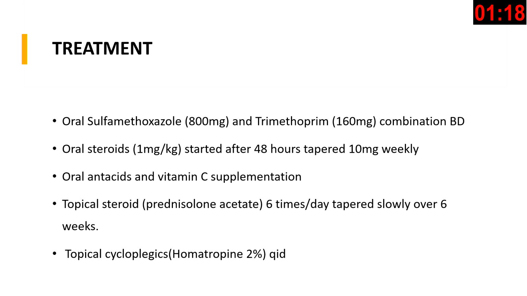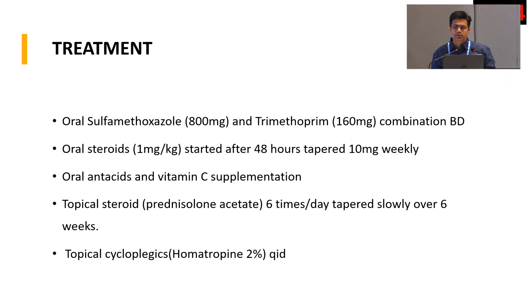Treatment-wise, if you see the literature, classically they used to give a triple therapy in which they had pyrimethamine and sulfadiazine. However, those drugs were associated with some amount of bone marrow suppression as well as hepatotoxicity, and that is why the preferred regimen right now is sulfamethoxazole and trimethoprim in double strength, present as Bactrim or Septran DS, and on the third day you add oral steroids to control the inflammation. For anterior chamber involvement, you can give topical steroids.